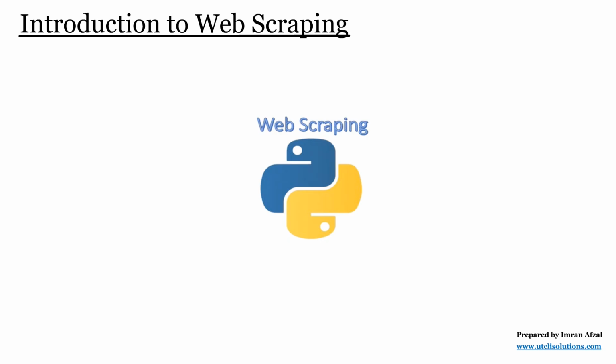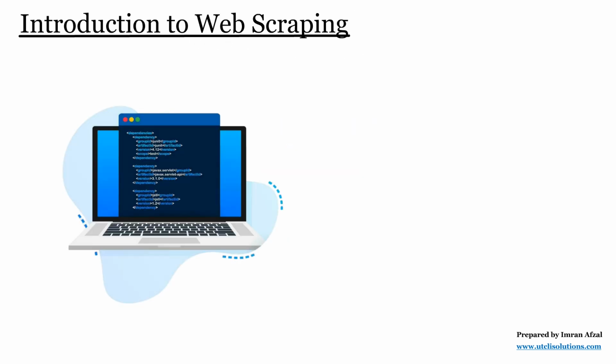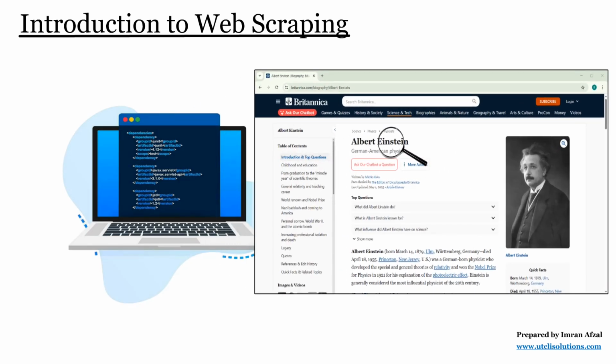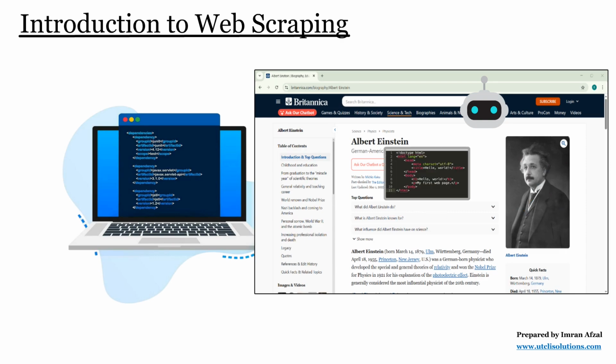So, web scraping in Python means writing a small program that opens a website for you, looks at the page, finds the information you want, and brings it back for you. It's like sending a robot to a website. The robot doesn't look at pictures or designs like a human. It only reads the code behind the page.